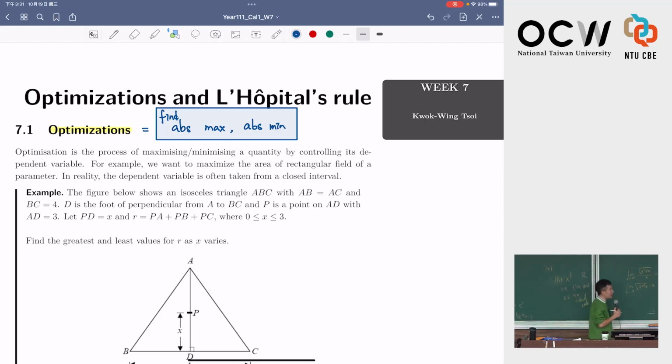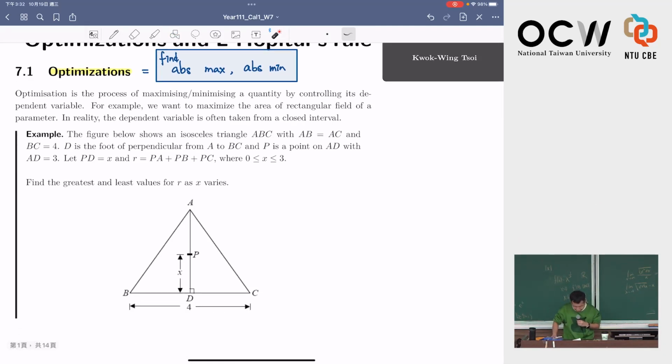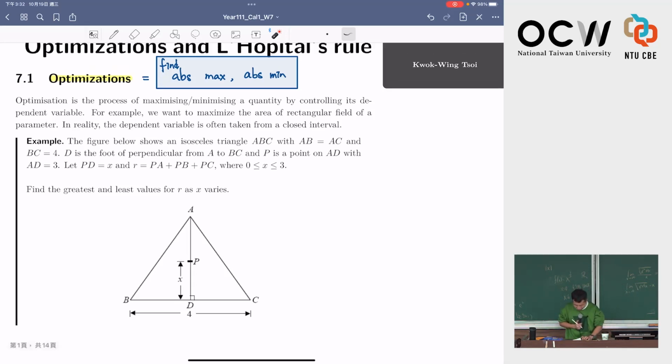But previously, if I asked you to find the absolute maximum and absolute minimum, I may just give you a function and a closed and bounded interval. Then you just compare the values of f at the critical numbers and the boundary points and see which one is the largest. What is different here? It's just slightly different. The only difference is you are given a story to read. From this story, you write down by yourself the function you try to optimize and compute that. So that's the only difference.